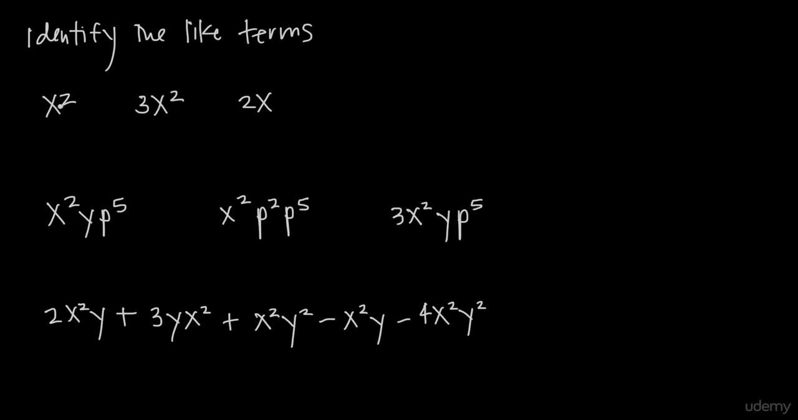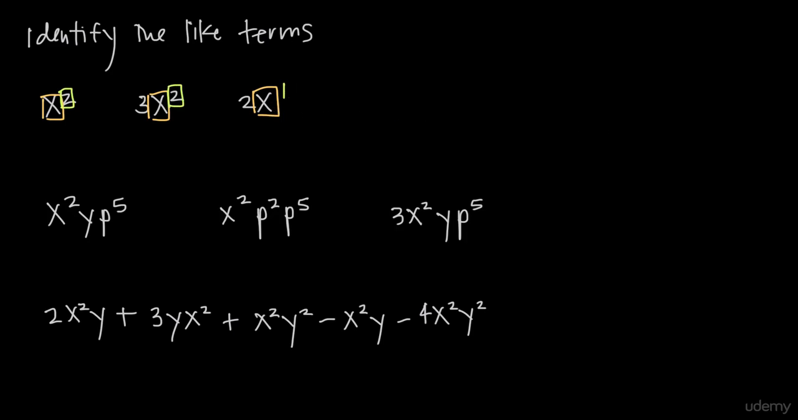So if I look in my first term here, I can see that I have the variable x. In my second term, I have the variable x. And in my third term, I have the variable x. So you might say these are like terms, but we're not done yet. We have to make sure that they all have the same exponent as well. So in my first term, I have x to the second power. In my second term, I have x to the second power. In my third term, I have x to the first power, right? This is an implied x to the 1.